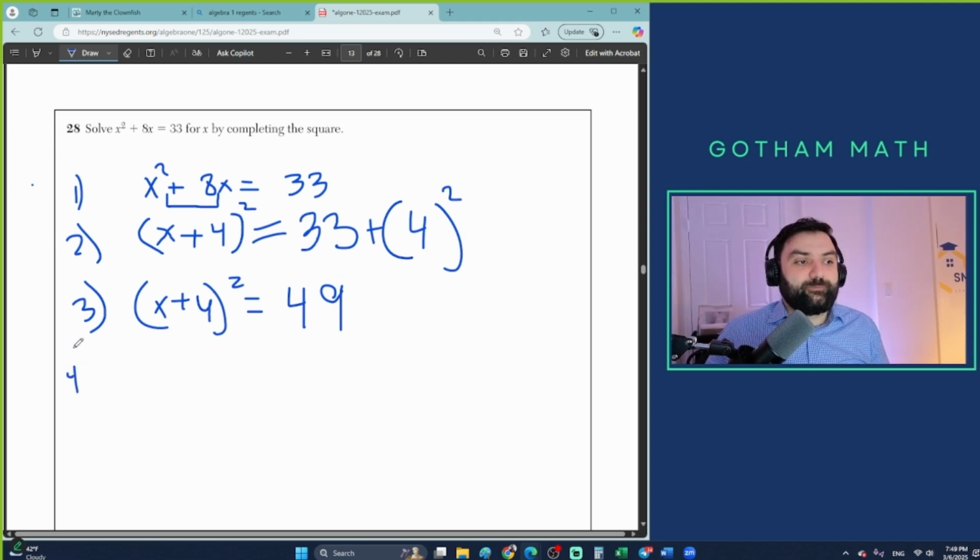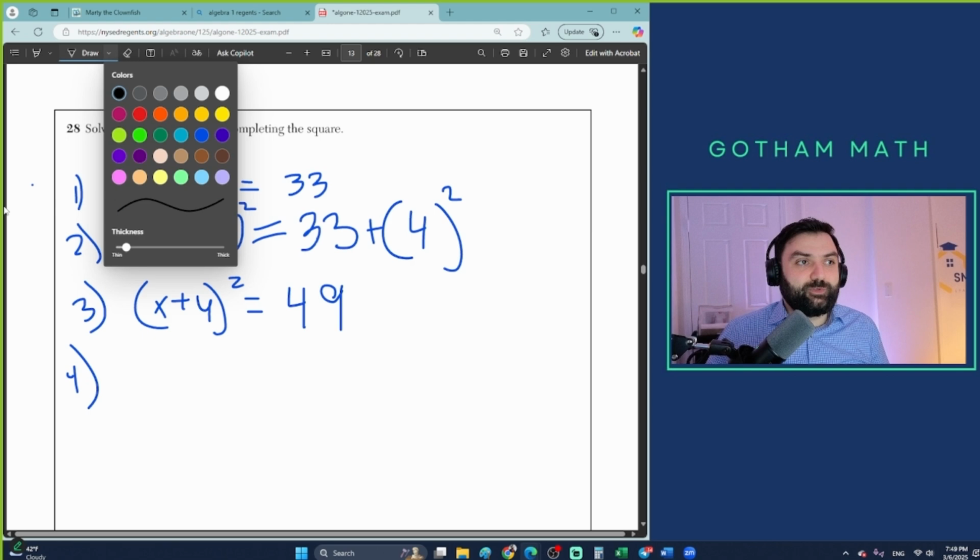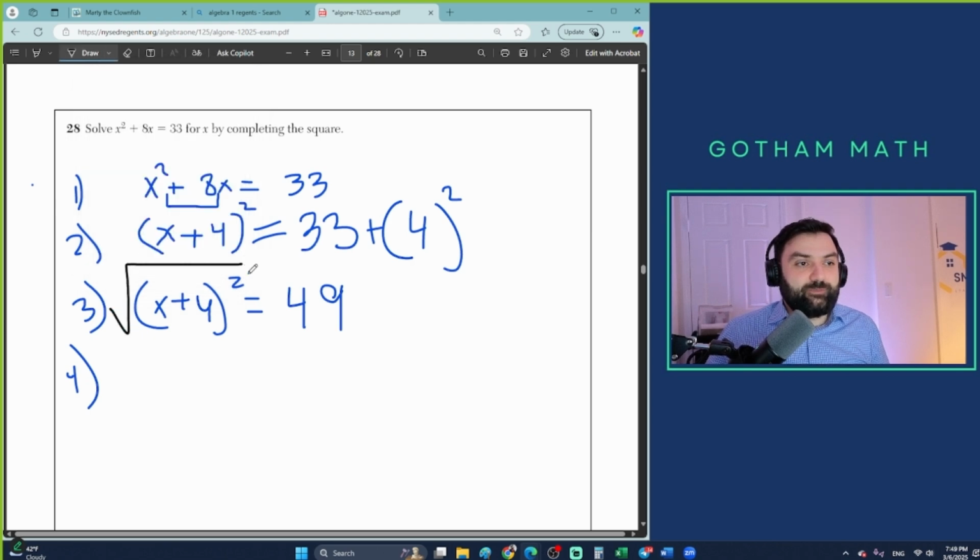Step 4, take the square root of both sides. Take the square root of both sides to get rid of that square on the top. So what you're going to get is you're not going to have squared anymore. You're going to have x plus 4, and here is another thing that you must remember, it's not just 7, because the square root of 49 is 7. It's going to be plus minus 7.